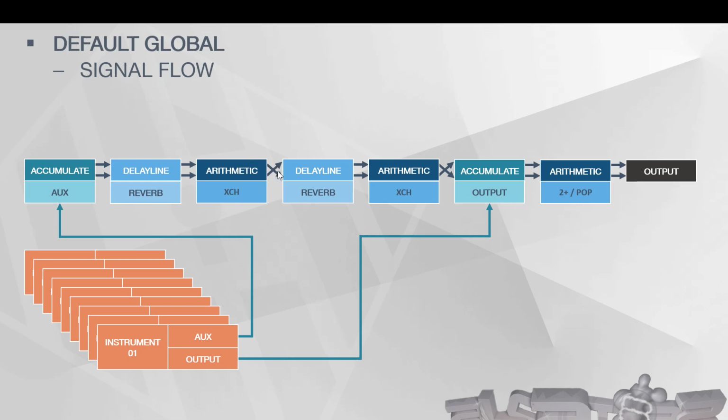Arithmetic will exchange the left and the right channel. Delay line again. Arithmetic, change it back. Then we accumulate the output. We add these two signals together, and then we have the output which goes to the sound buffer.